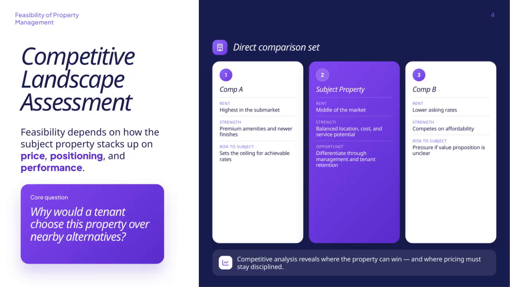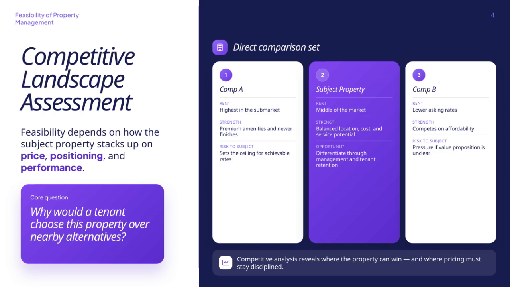Let's take a closer look at the competitive landscape assessment for our subject property. The key to feasibility depends heavily on how this property compares to others in terms of price, positioning, and overall performance. The core question we're addressing is, why would a tenant choose this property over nearby alternatives? We have a direct comparison set of three properties. First, Comp A, which commands the highest rents in the submarket. Its strengths lie in premium amenities and newer finishes, setting a ceiling for achievable rates and defining the upper boundary for our pricing strategy.